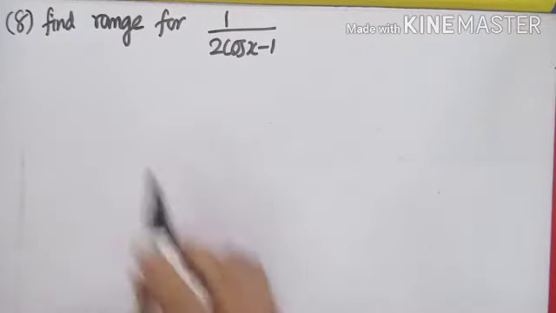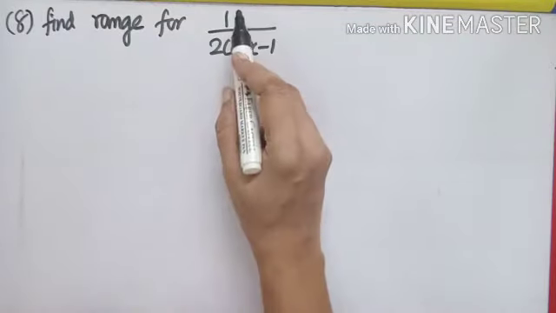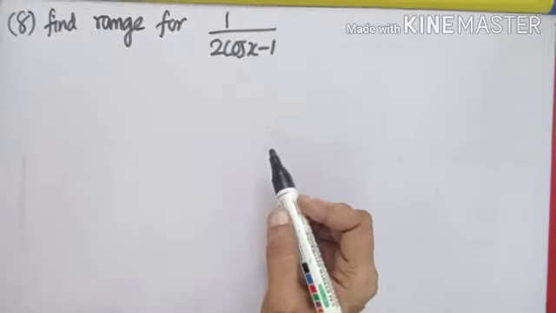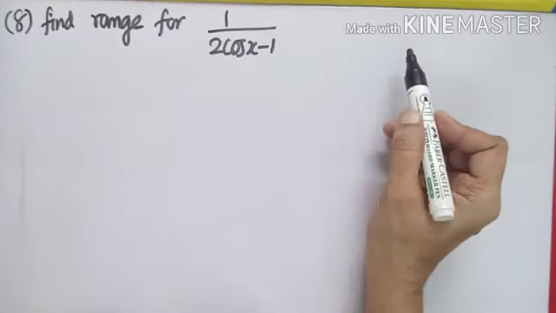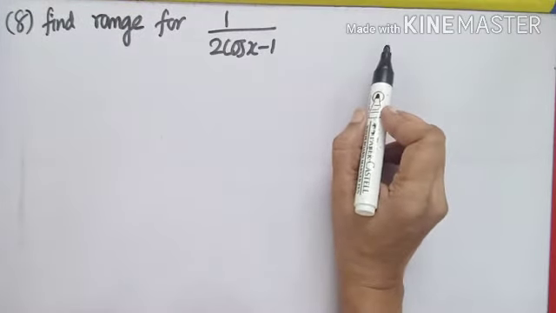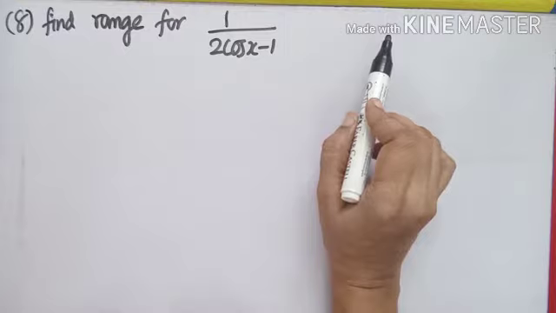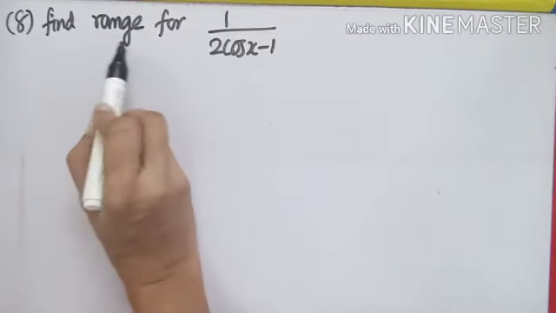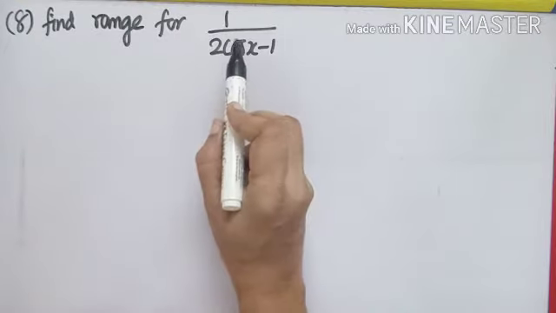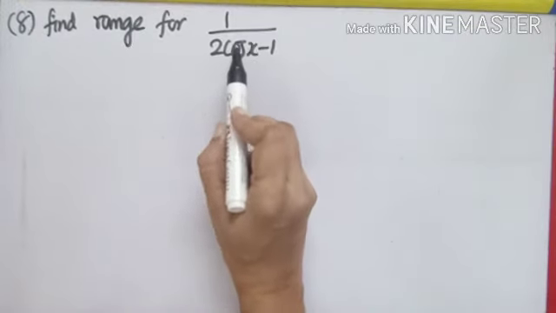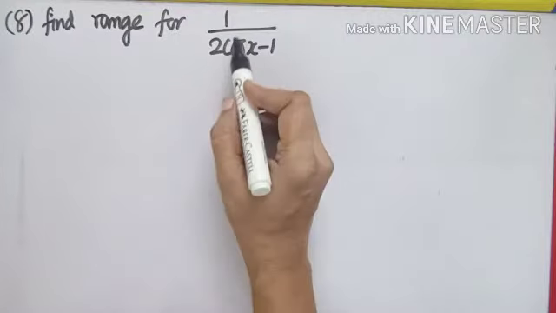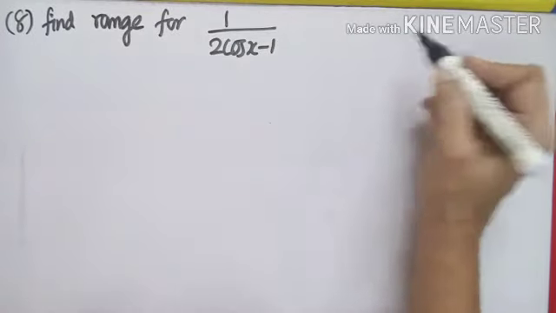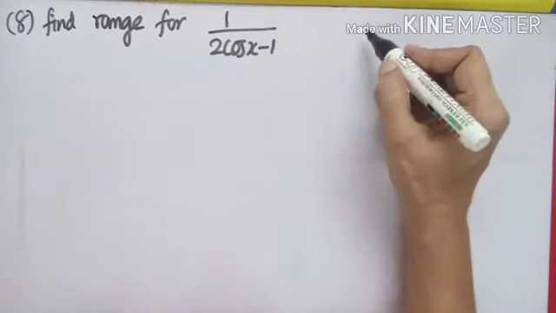Question number 8. Find range for the function 1 by 2 cos x minus 1. For domain, I gave you two ideas. Denominator should not become 0, and when a root symbol comes, what is inside the root must be positive. When it is range, depending on whatever is coming in the problem, we will decide.